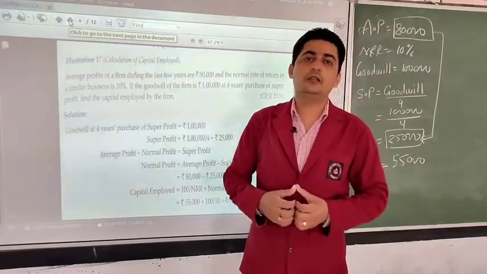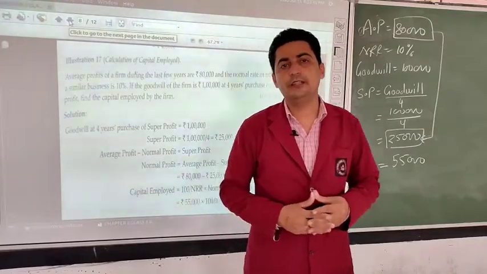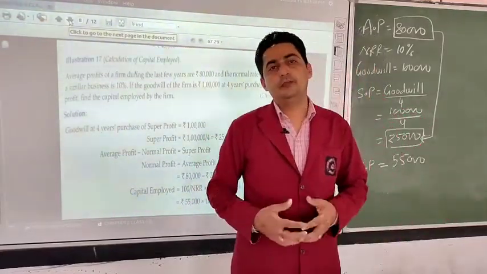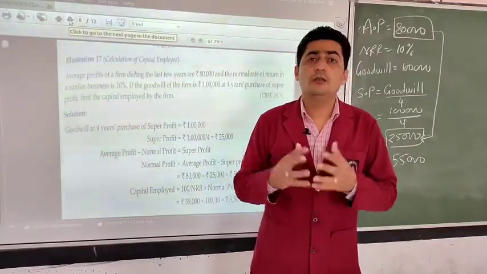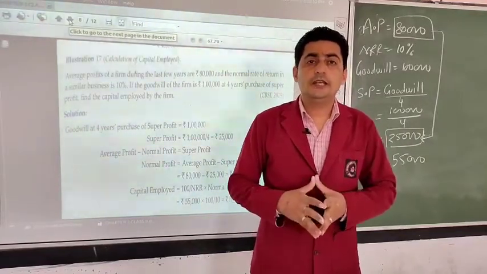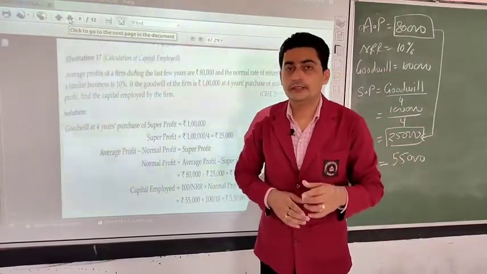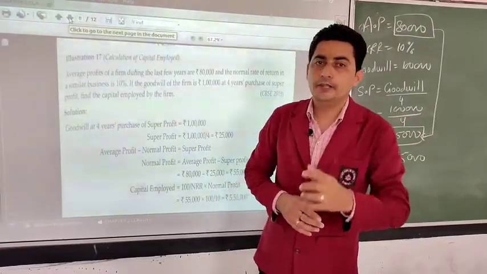So like this we will calculate goodwill by using the super profit method, and we can also calculate capital employed, normal profit, average profit and super profit by using these formulas. So students, today we learned how to calculate goodwill by using the weighted average profit method and the super profit method. Thank you.